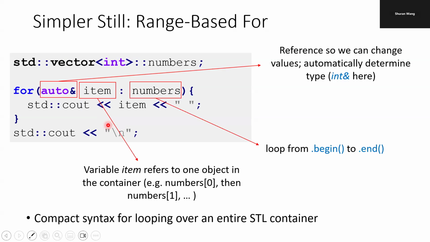Basically what I just said. Auto tells the compiler to automatically determine the type, which is int reference here. It loops from dot begin to dot end iterators within the container, and the item is referring to each object in the container that's already dereferenced.